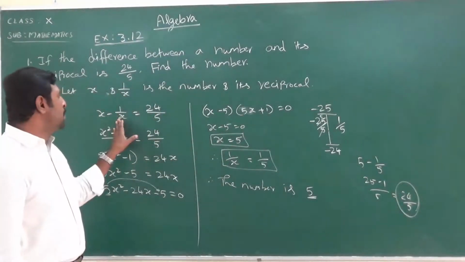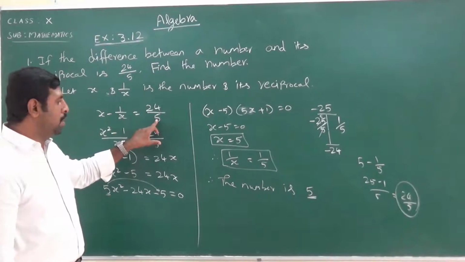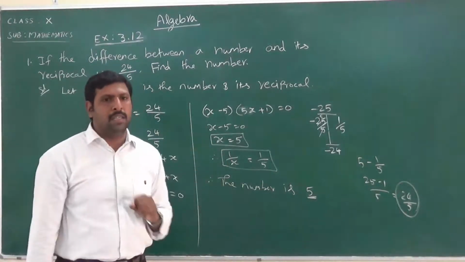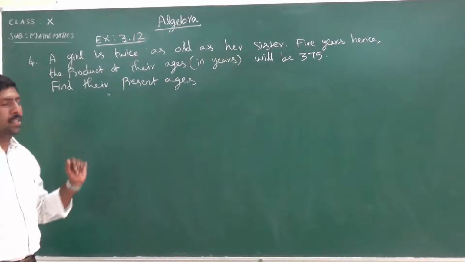Then the number and its reciprocal, when we subtract, we get 24 out of 5, which means that number 5 is the number. Exercise number 3.12.